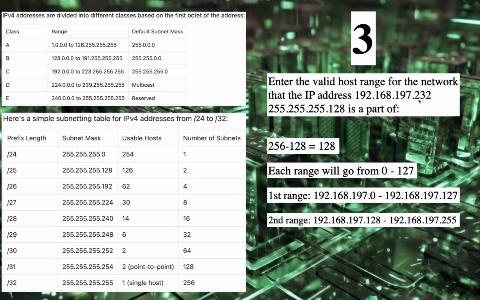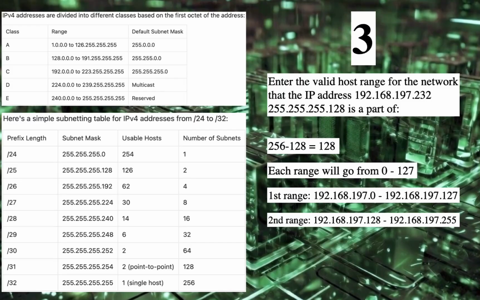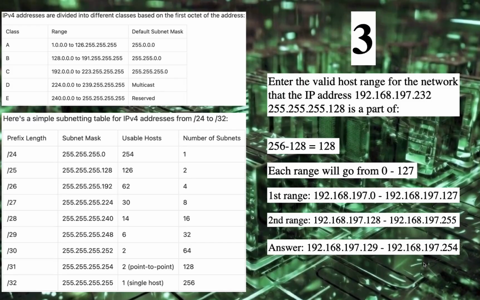And for our question, we want to find out where 0.232 lies. Well, it lies between this. It lies between 128 and 255. But like I said, you cannot count 128 and you cannot count 255 as part of the answer, because the valid host range does not include the network address and the broadcast address. So this is your answer. This range is the valid host range.